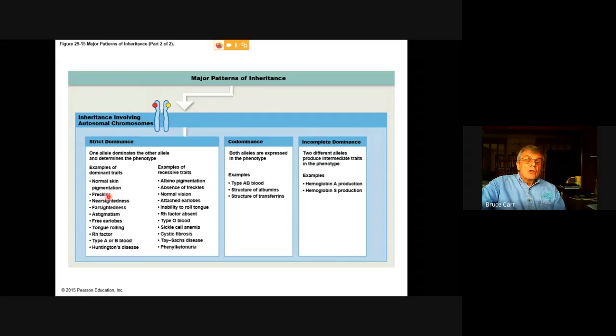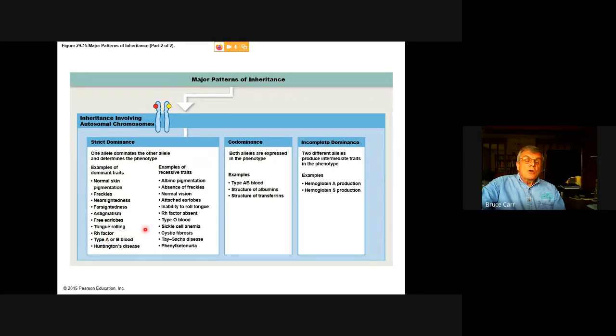Freckles is another dominant trait. Nearsightedness and farsightedness are both dominant to normal vision, which is recessive. Astigmatism is another dominant trait. Notice the dominant traits that affect eyesight. Free earlobes is dominant to attached. Tongue rolling is dominant to the inability to roll your tongue. That's side to side. The Rh factor, Rh plus, is dominant to Rh negative.